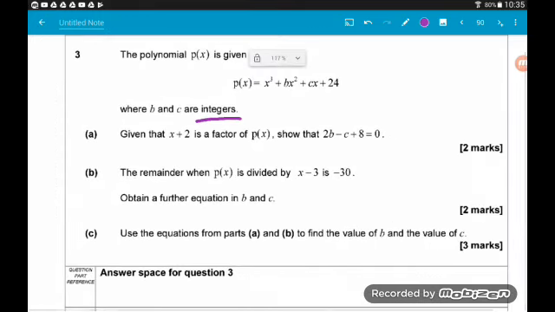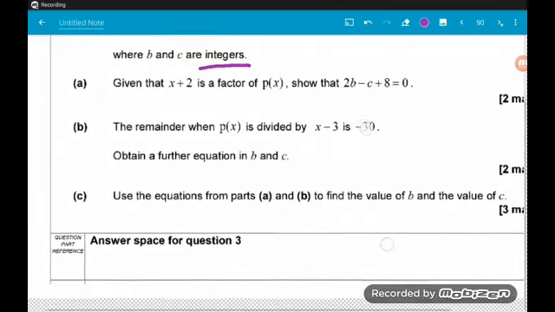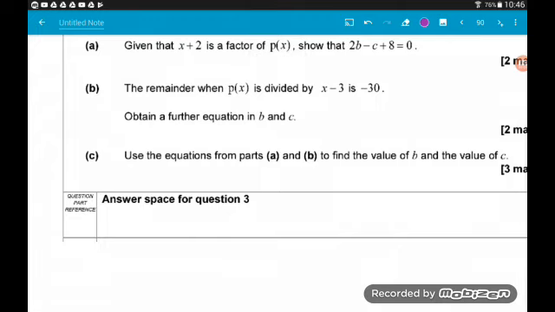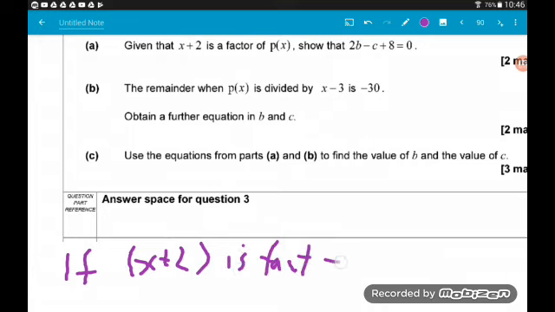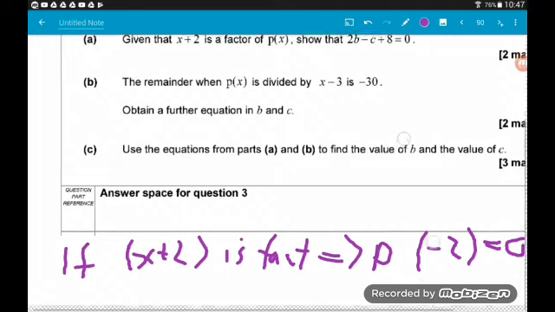So we are given x plus 2 is a factor. So if we use the factor theorem, then we know that if x plus 2 is a factor, then p of minus 2 will be equal to 0. So we set x equals to minus 2 in the expression.